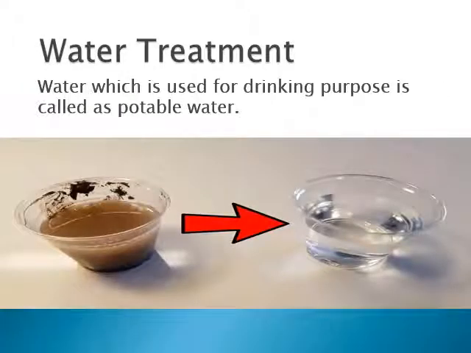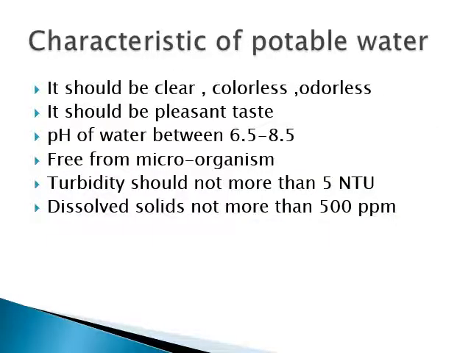Water which is used for drinking purposes is called potable water. That water must satisfy some characteristics. What are they? It should be clear, colorless, and odorless. It must be pleasant in taste. The pH of water must be between 6.5 and 8.5. Slightly alkaline water is acceptable. It should be free from microorganisms.